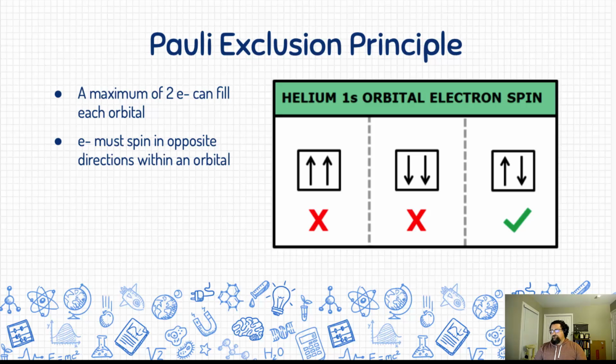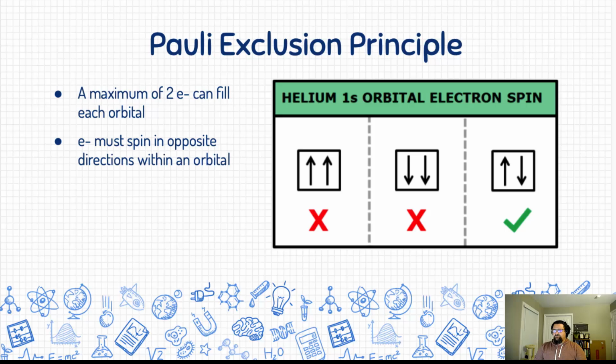Now the Pauli exclusion principle, and this is an easy rule. It says for each orbital, there can only be 2 electrons, okay? And the electrons have to spin in opposite directions. We represent this with arrows, and you're going to draw one facing up and one facing down to show that there's 2 electrons in this orbital, one up, one down.